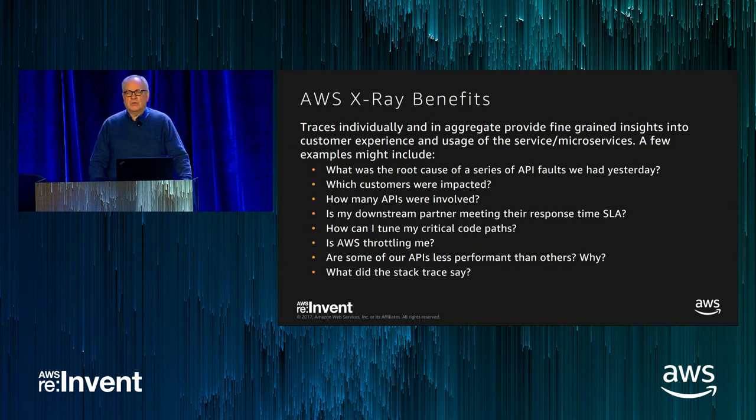How can I tune my critical code paths? I can look at a trace and see on a consistent basis that certain parts of my API path, say through multiple microservices, one is being particularly slow. I can use that as a hint to go look at my code and improve that. Is AWS throttling me? As AWS customers, I'm sure you run into this from time to time. Do I have a DynamoDB table that is running very hot and they've started throttling me, and I need to go and increase the number of IOPS at my disposal? Are some APIs less performant than others? Why? And what does the stack trace say?